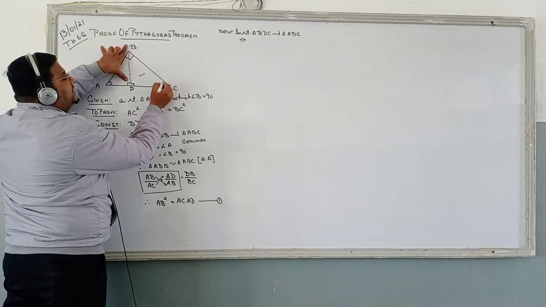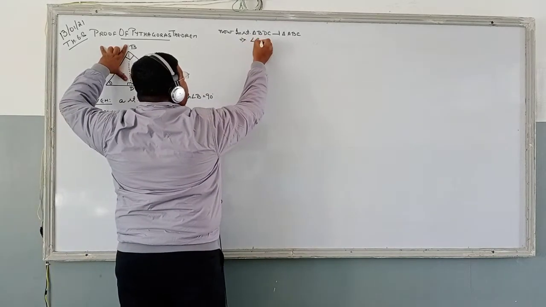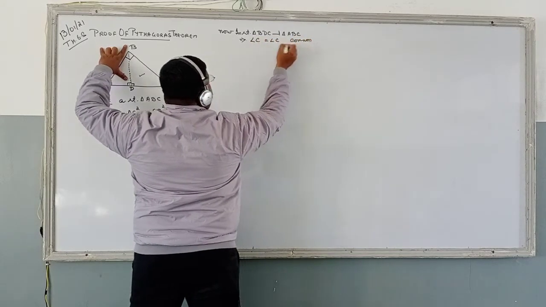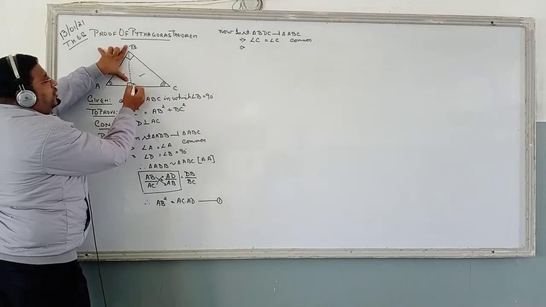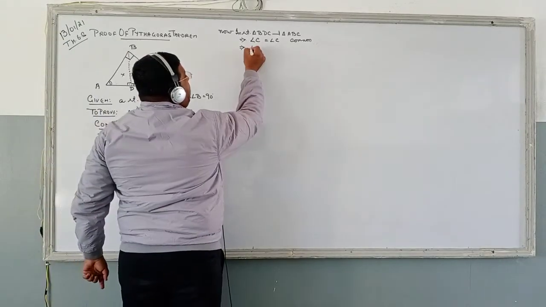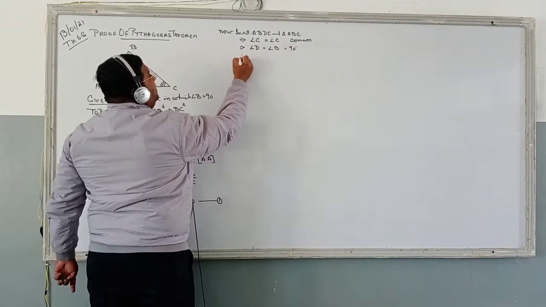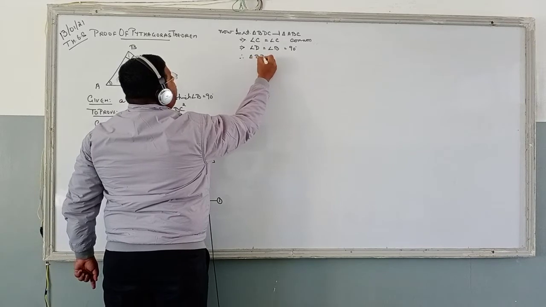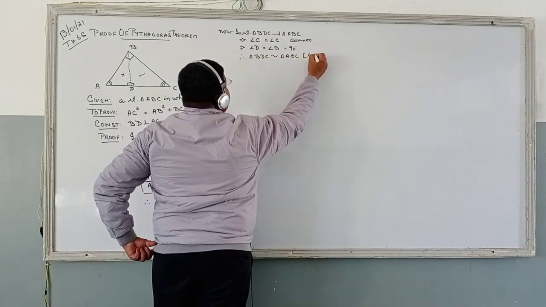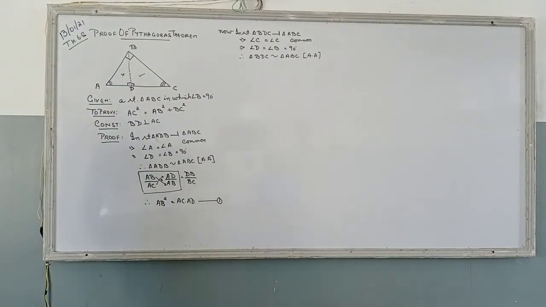Can you see angle C common in both of them? So angle C is equals to angle C, that is common. And then angle D of this smaller triangle is equals to angle B of the bigger triangle. Angle D is equals to angle B is equals to 90. So therefore triangle BDC is similar to triangle ABC by what similarity? AA. And if two triangles are similar, its corresponding sides are proportional.